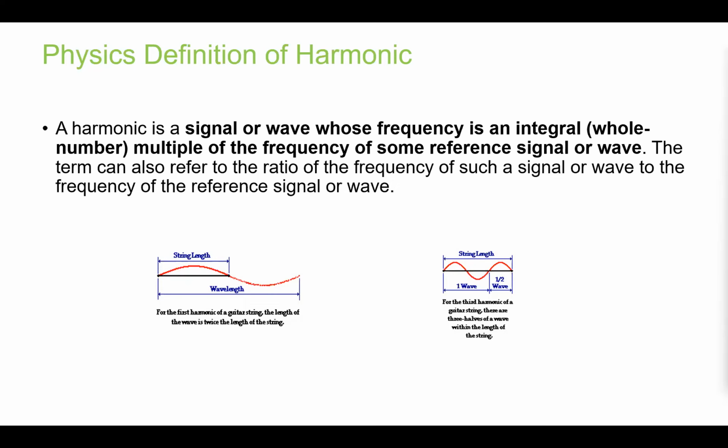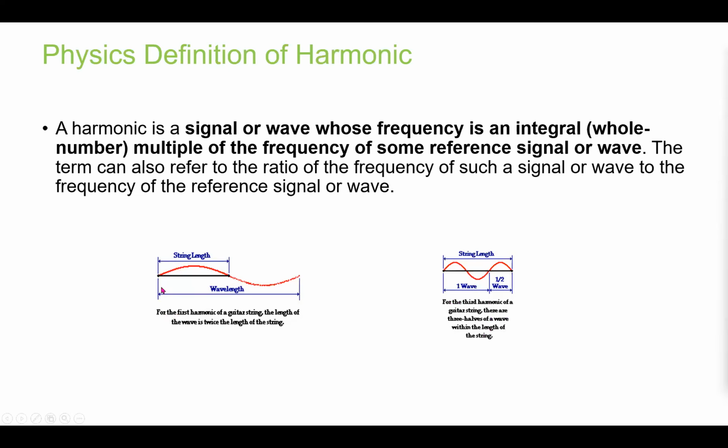If we think about that with the markets, and we look at this chart that I have up, it's showing us these wavelengths, and it's using a guitar as an example. Here it says for the first harmonic of a guitar string, the length of the wave is twice the length of the string. And over here, for the third harmonic of a guitar string, there are 3 halves of a wave within the length of the string.